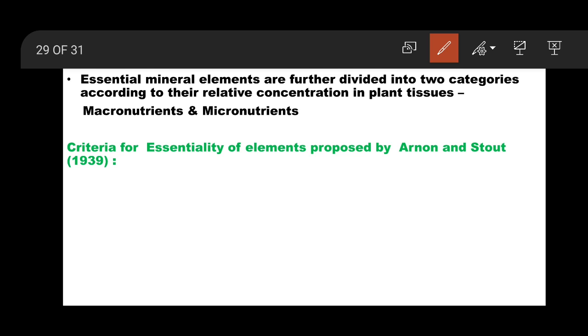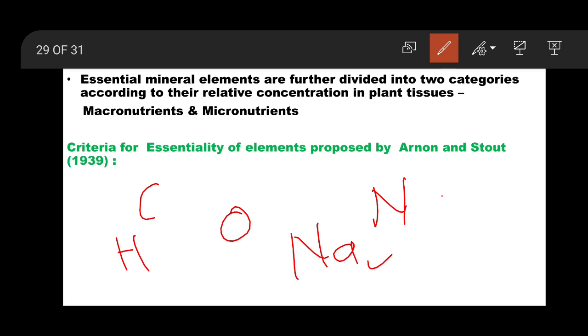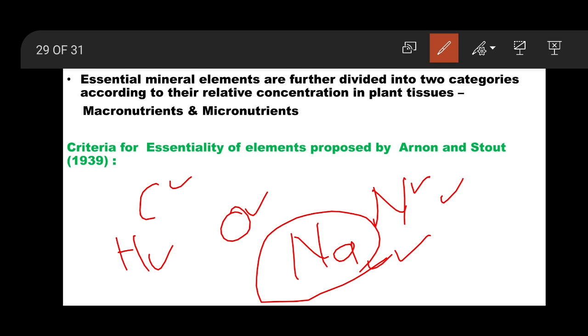And that is proposed by these two scientists. In MCQ type of question, they can ask Arnon and Stout. They gave the criteria for essentiality of elements. So when आप कब कह सकते हो कि ये एक एलिमेंट है सर, कार्बन है, हाइड्रोजन है, ऑक्सीजन है, नाइट्रोजन है, सोडियम है, कोई भी एलिमेंट ले लो आप लोग। अगर एक एलिमेंट का स्टडी करना चाहते हो प्लांट के बॉडी के न्यूट्रिशन में, तो आप कब कह सकते हो कि ये एलिमेंट प्लांट के लिए एसेंशियल है?